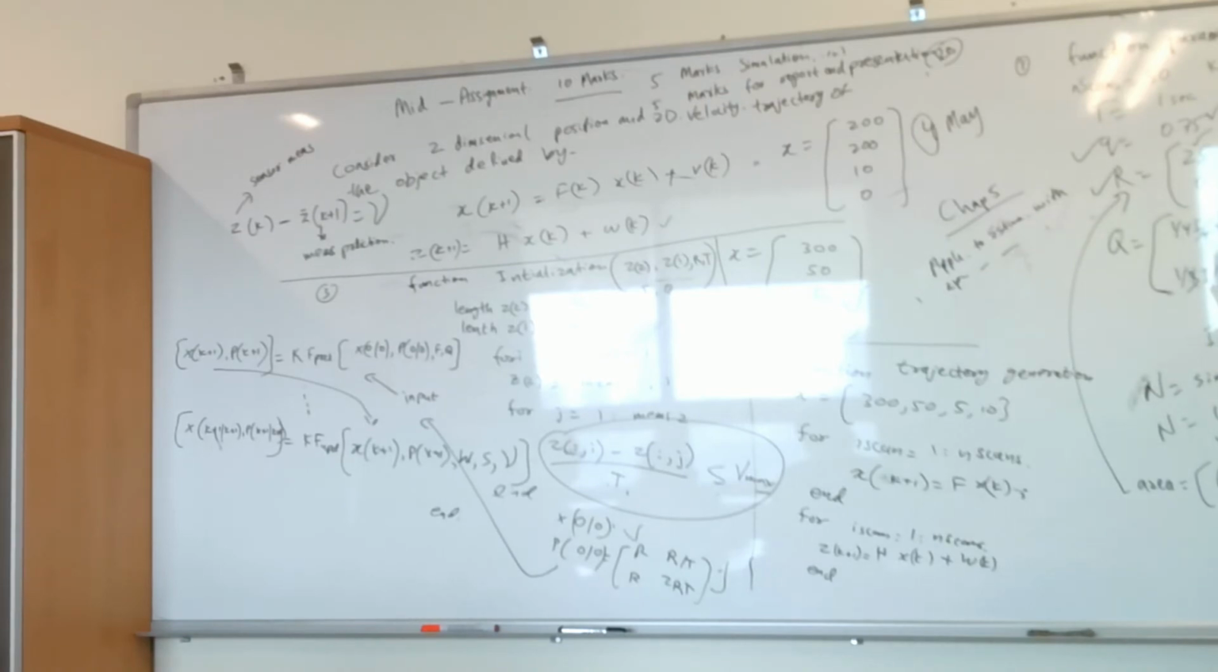So actually, this is the identity matrix, which you have to multiply by R. R is your measurement noise, like this one. R you can choose from 5 up to 25, depending on your area.